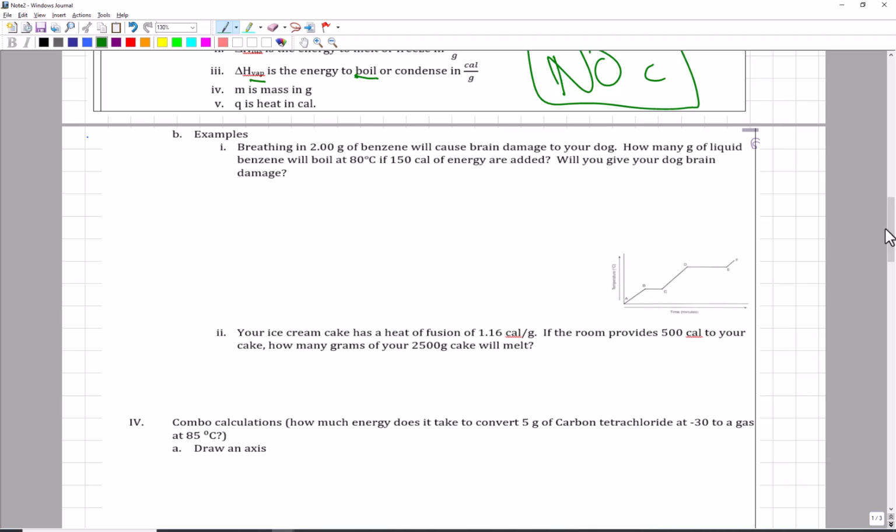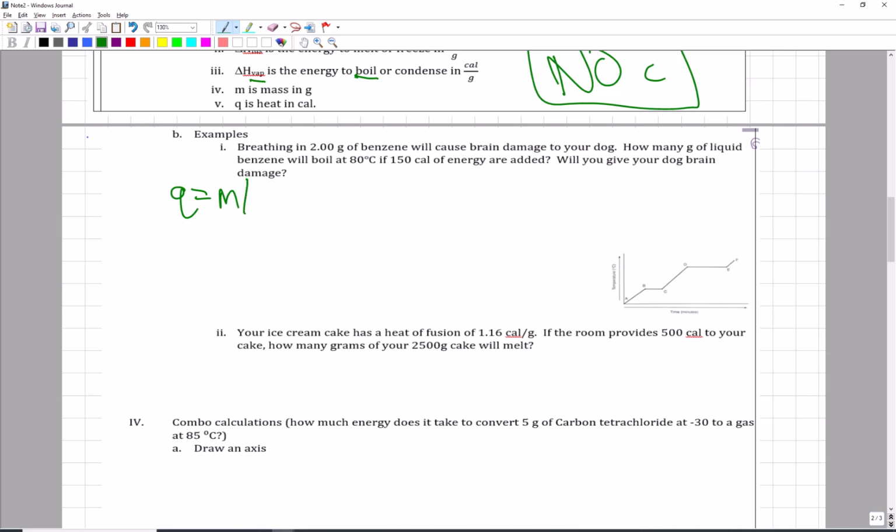Breathing in 2 grams of benzene will cause brain damage to your dog. Oh, how many grams of benzene will boil at 80 degrees Celsius if 150 calories of energy are added? Will this give your dog brain damage? Oh. Okay, so how many grams of liquid benzene? So we're just boiling this.